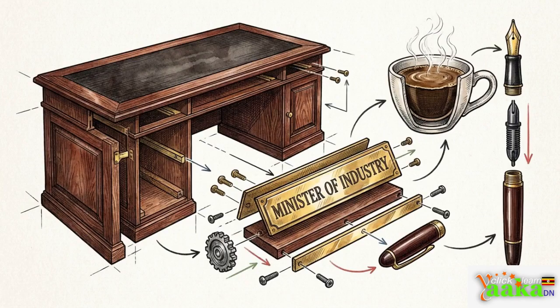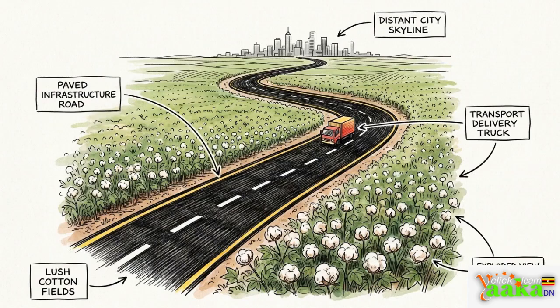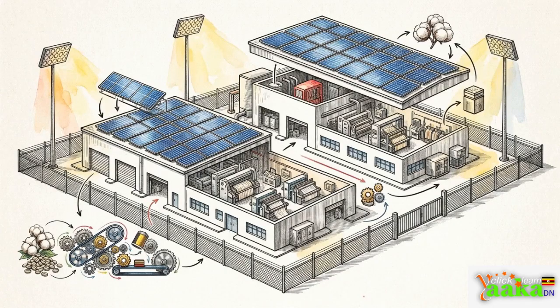Let's test how you would solve this. Imagine you are the government minister of industry, and you have a budget of $100 million to jumpstart the economy. You have to make a choice. Option A, do you spend the budget building 100 miles of new rural roads to help local farmers reach the towns? Or option B, do you use the money to build a fully government-funded industrial park with guaranteed 24/7 power and water for new textile factories?